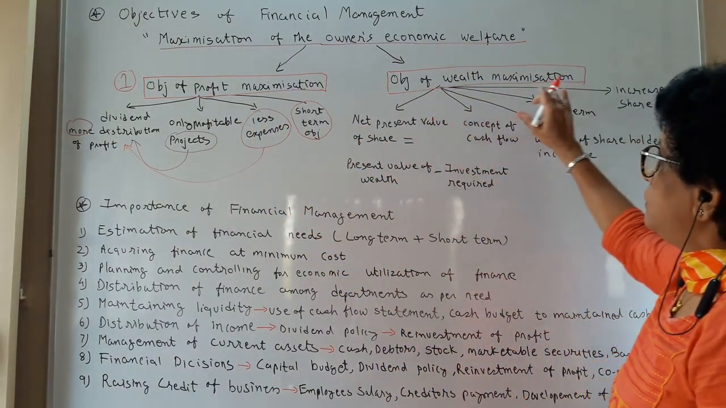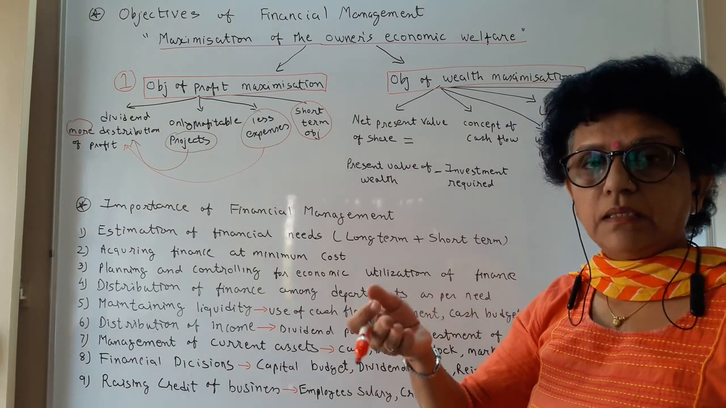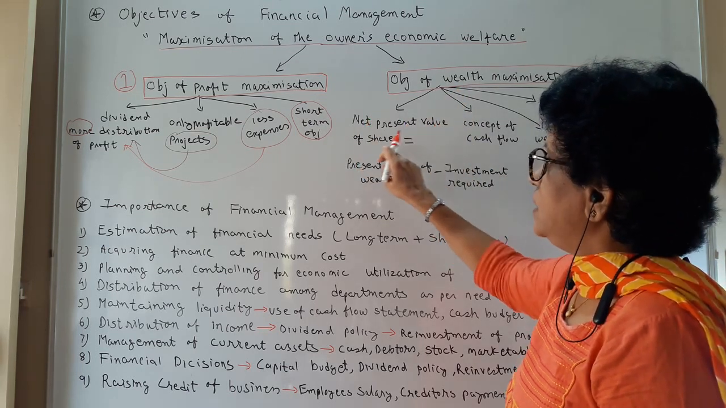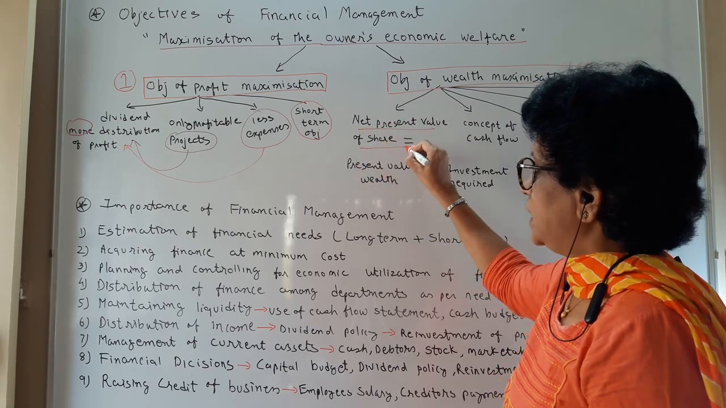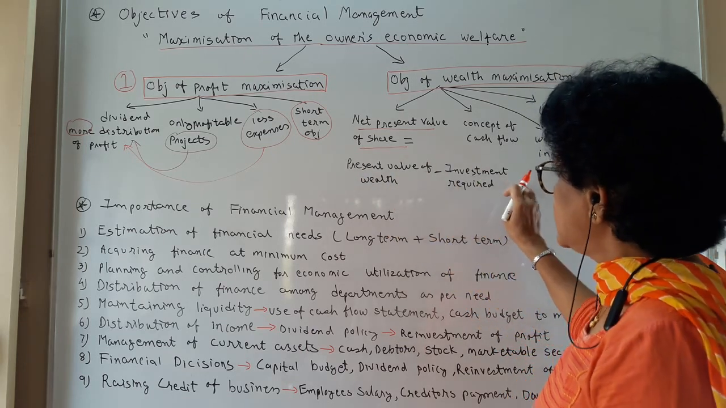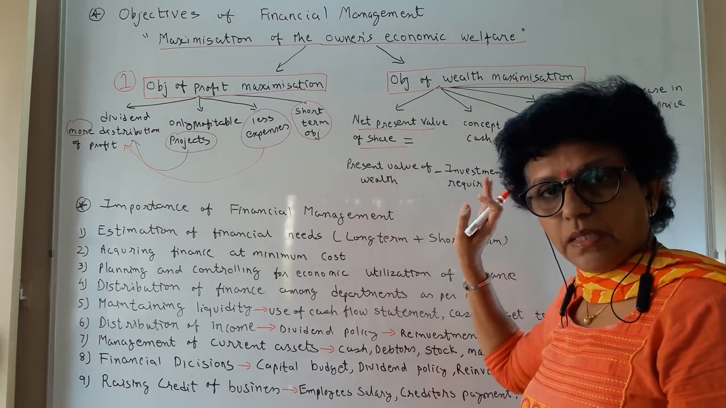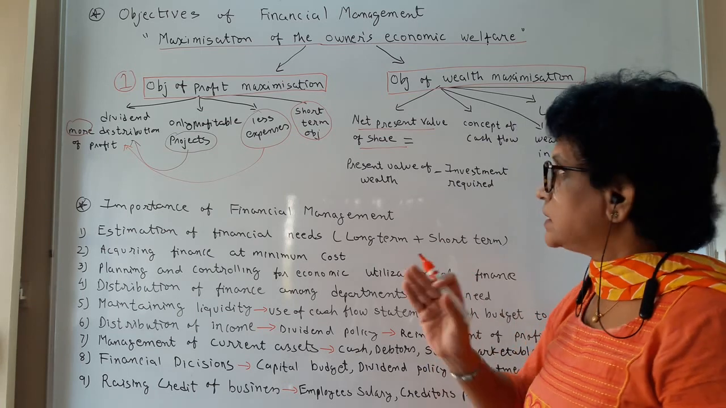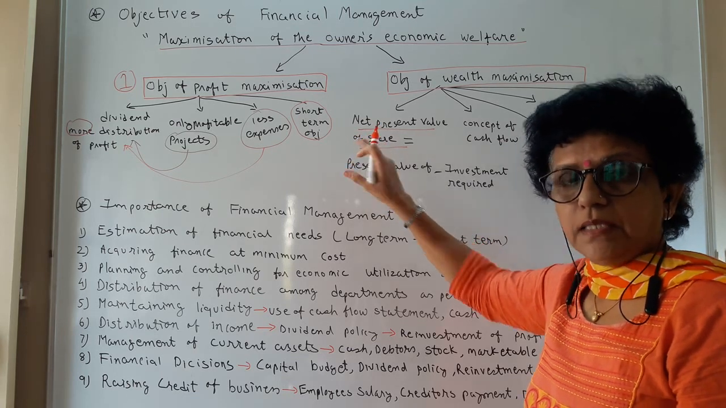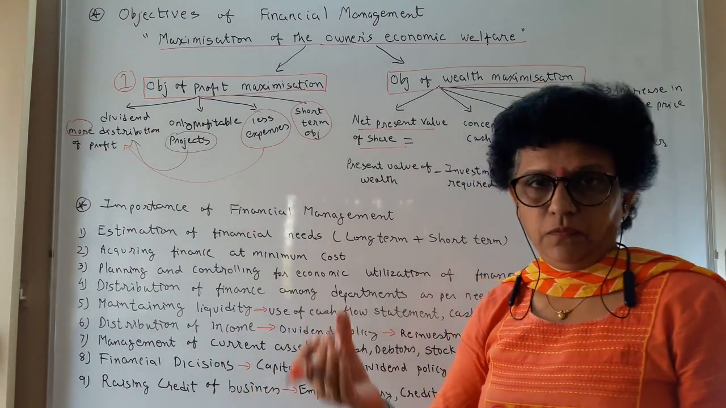Now the second is the objective of wealth maximization. You have to generate wealth. You have to give appreciation in the share price to your investors. This wealth can be measured by the net present value of shares. What is the present value of shares? The formula to calculate net present value is the present value of wealth minus the investment required. Whatever value you have today, and what you invested once upon a time, the difference gives you the net present value of your shares. The higher the present value of shares, the more the wealth generated. The lower the present value, the less wealth generated.